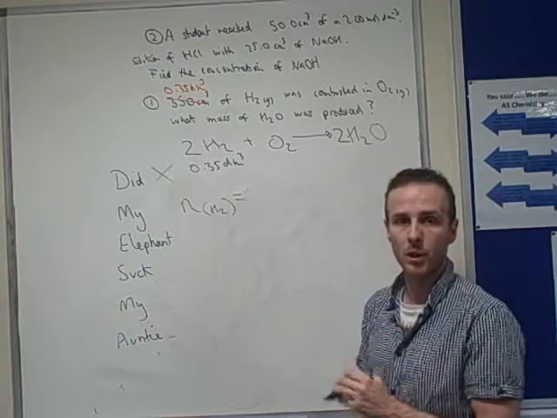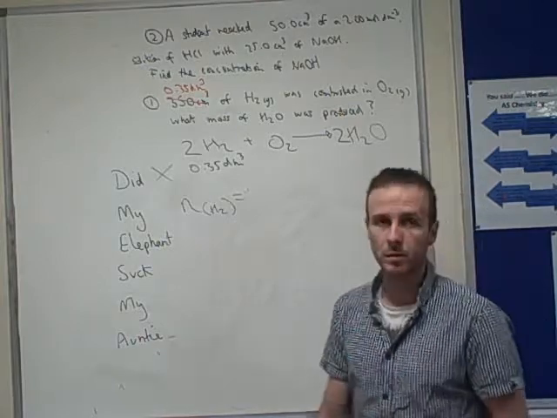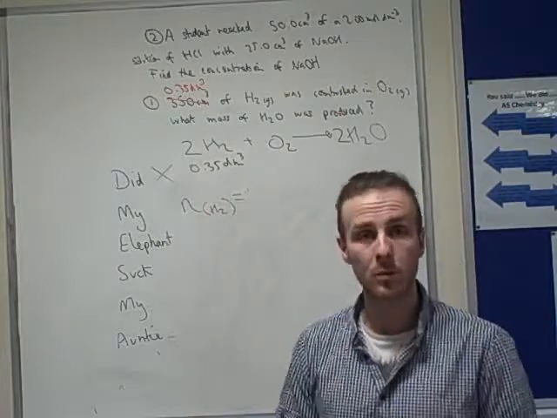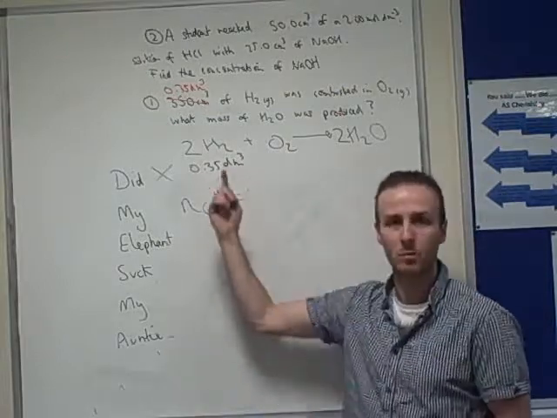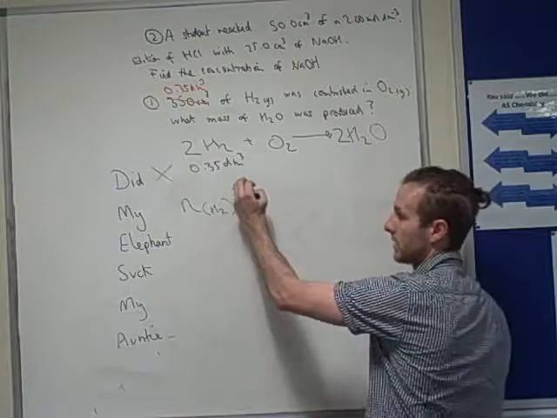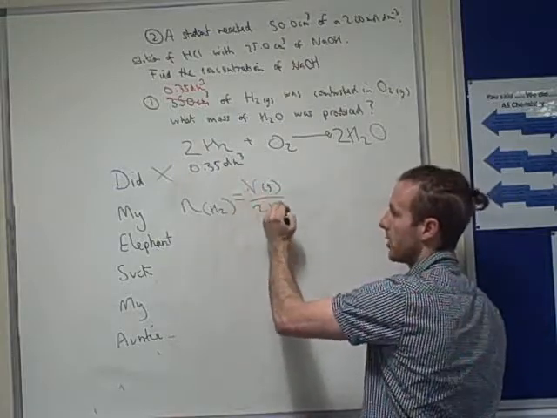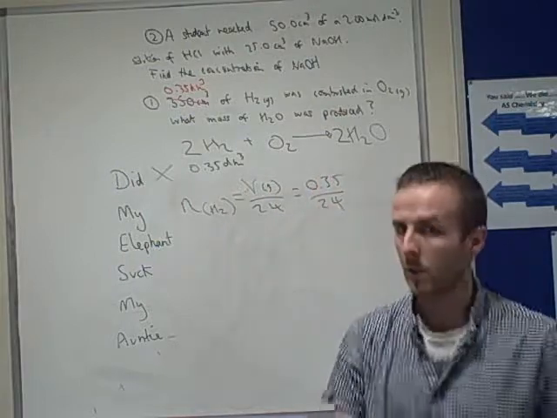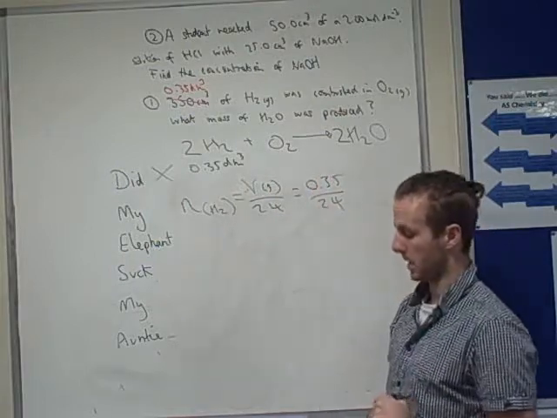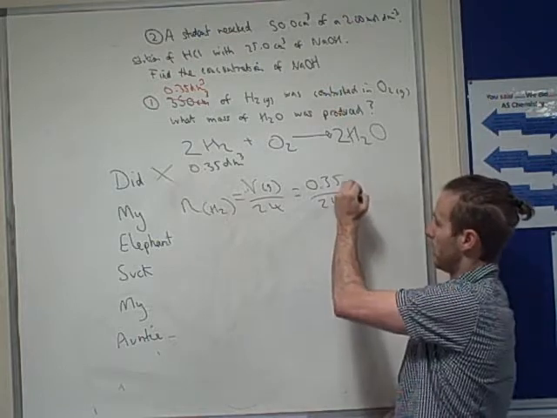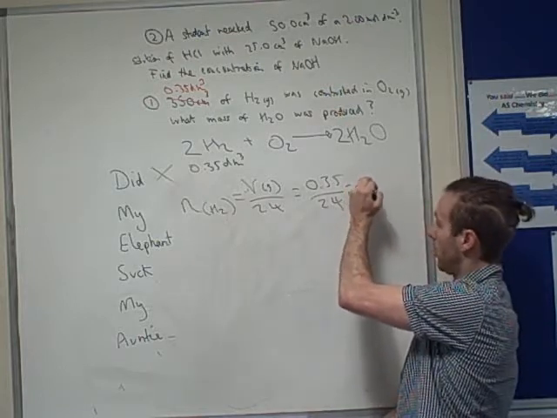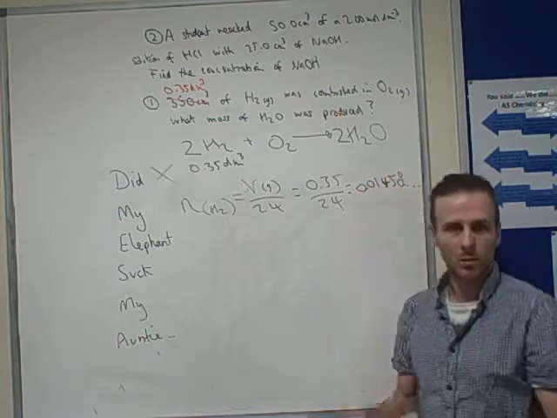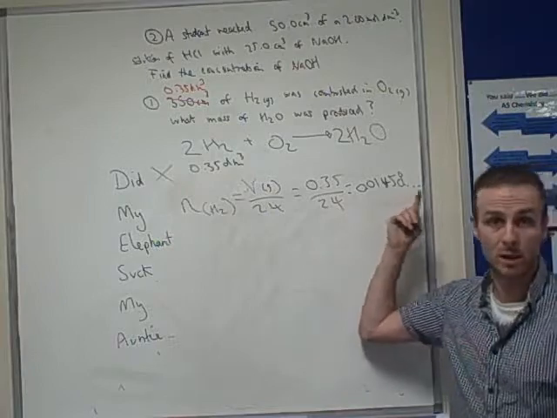So which equation am I going to use? Am I going to use moles equals mass over Mr? Well, I don't know the mass, so no. Am I going to use moles equals volume times concentration? Well, no, because I don't know them. I do know the volume of a gas. So volume of a gas over 24 equals 0.35 over 24. Using my really good mental arithmetic, I'm going to say that that is 0.01458... So there's more numbers there, I'm just too lazy to write them down.